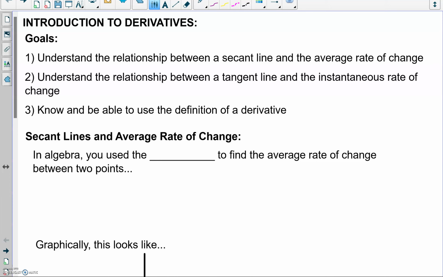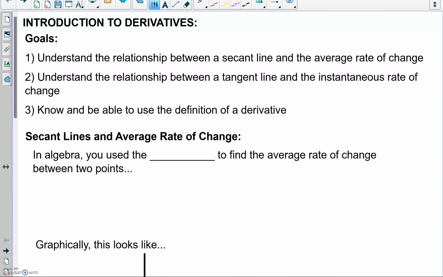Introduction to derivatives. Goals: we want to understand the relationship between a secant line and the average rate of change. This is something that you should have done in pre-calculus or algebra, but you may not have seen the secant line terminology. Understand the relationship between a tangent line and the instantaneous rate of change. And this is where we're going to have to use derivatives eventually to find this, but I want you to see it visually. And then know and be able to use the definition of a derivative.